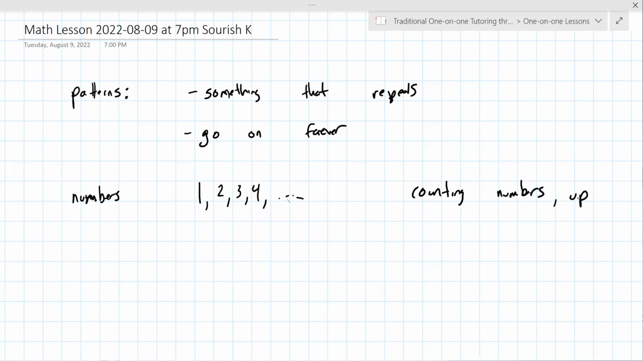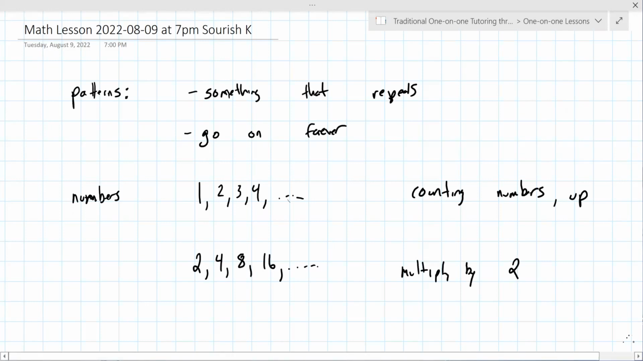Good. Excellent. Okay, let's look at another pattern here. What do you see here in this pattern? 2, 4, 8, 16. You multiply by 2. Yes. So multiply by 2. Good.